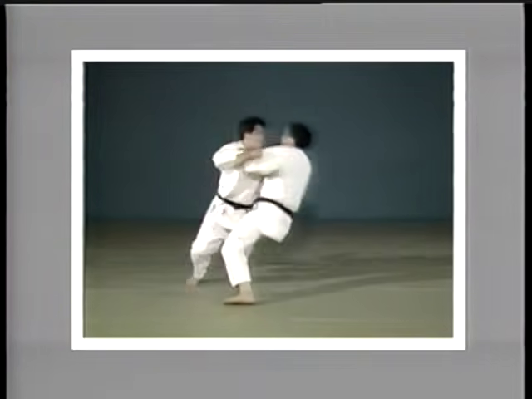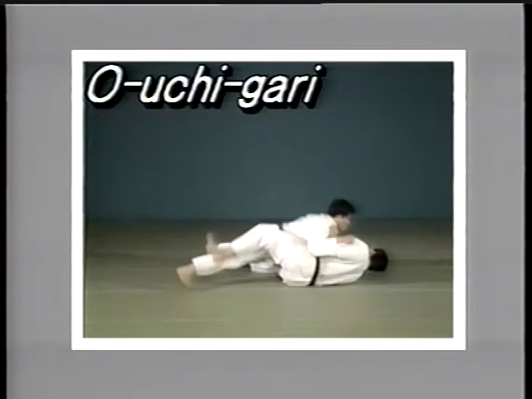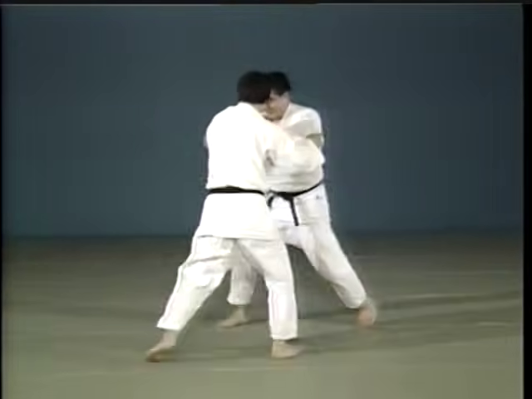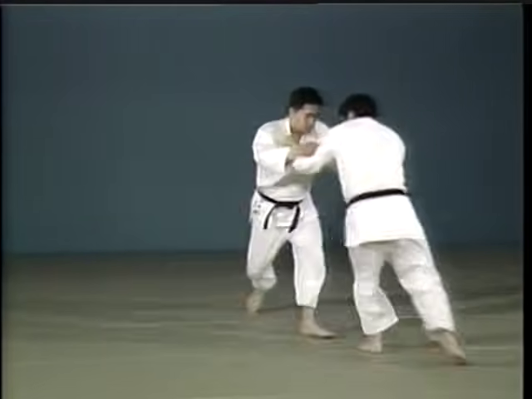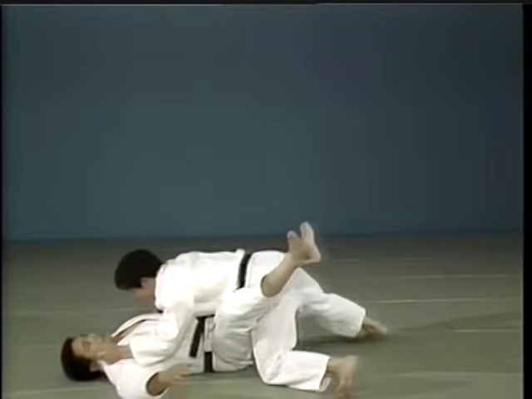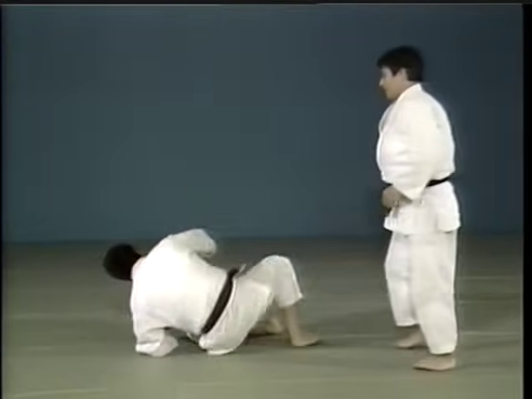O Uchigari. Pull your opponent's foot forward, then just as he tries to put his weight on that foot, clip his foot and make him fall.